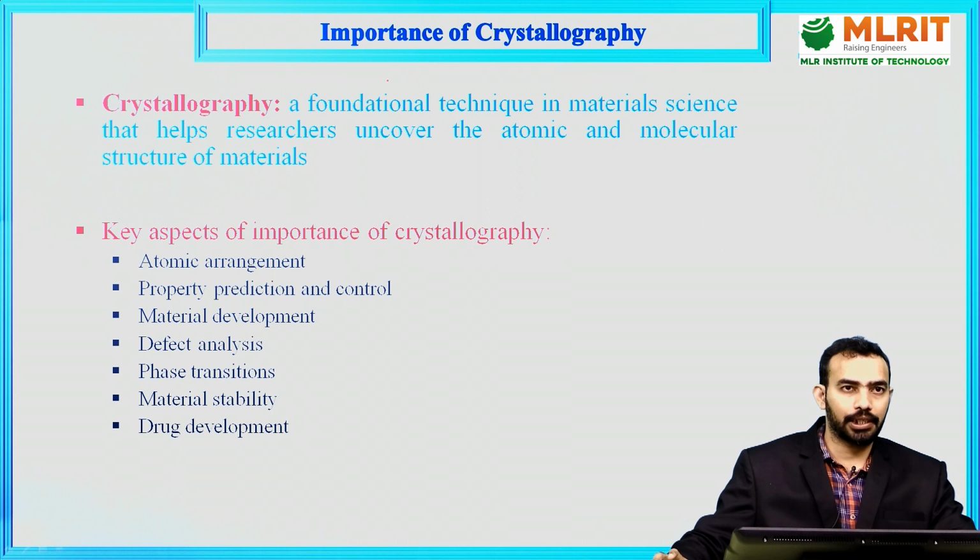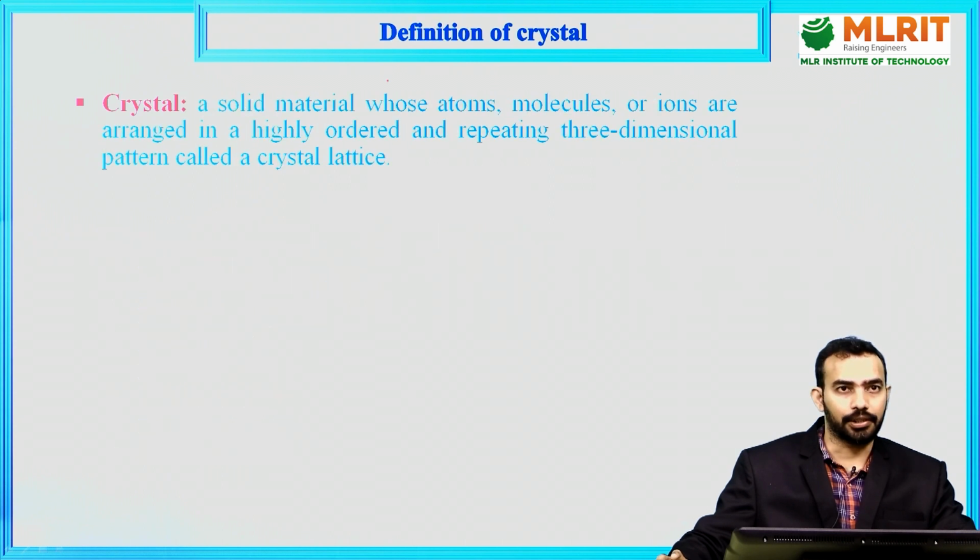Then pharmaceuticals. Crystallography helps in the development of drugs. And we all know nanomaterials possess unique characteristics, and what causes those unique characteristics can be studied using crystallography. Basically, understanding the atomic arrangement at that particular scale will help us in understanding nanomaterials. So this is the importance of crystallography in material science.